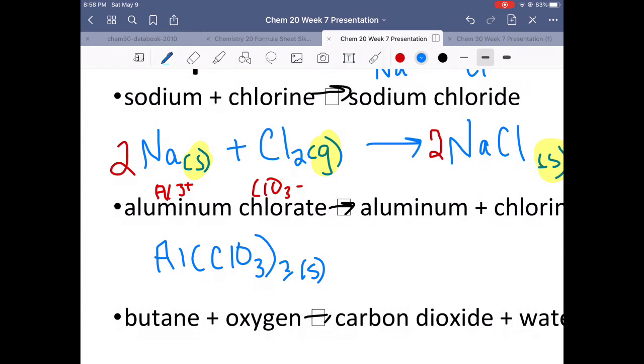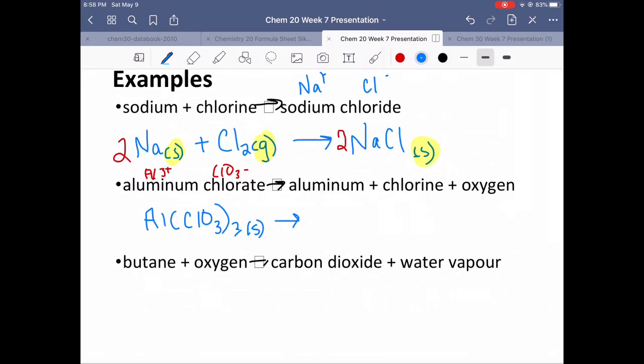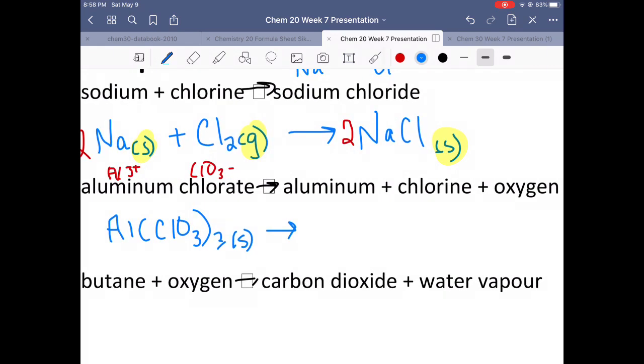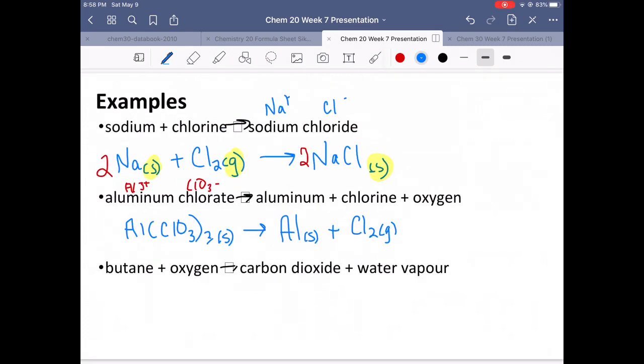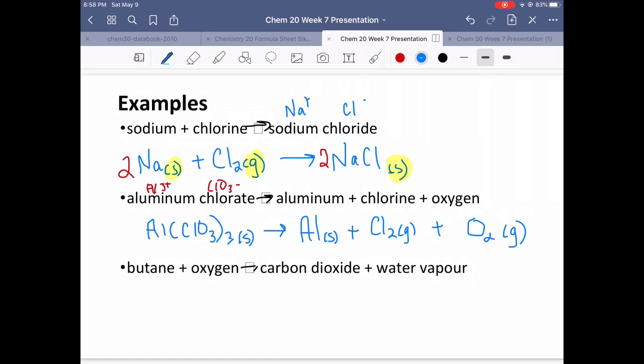This thing is solid. It is going to produce, according to the question, aluminum, not aluminum ion, guys. Aluminum. What state of matter? Check your periodic table if you don't know. Aluminum solid. Chlorine is diatomic. You must write it as Cl2. On your periodic table, it's listed as a gas at room temperature. And oxygen, again, has to be written as O2 gas. Okay. Well, we've predicted the formulas correctly, but what about the balancing?